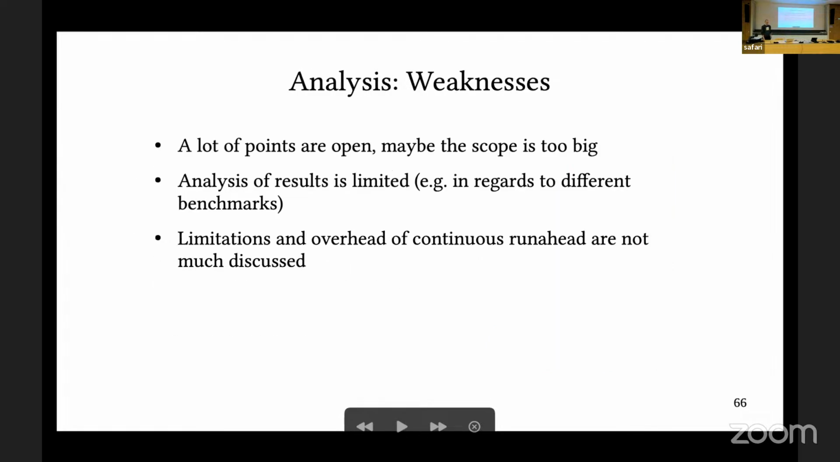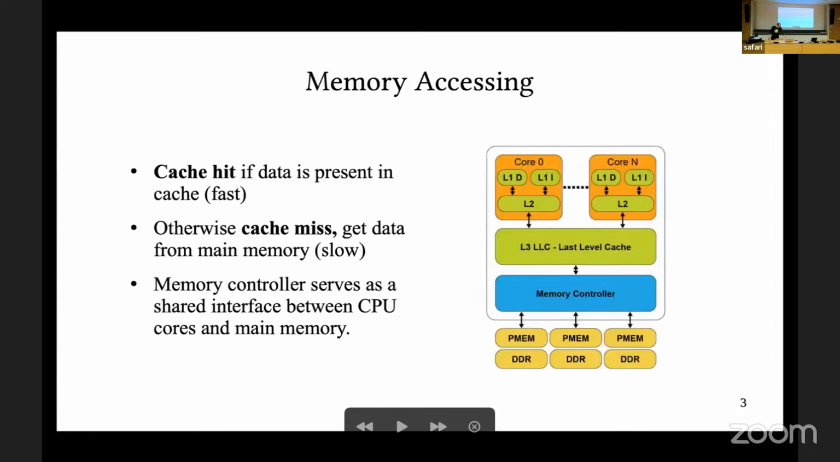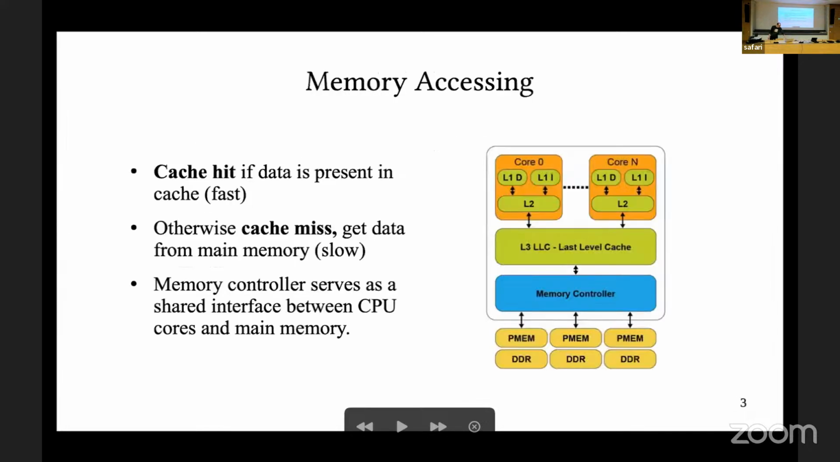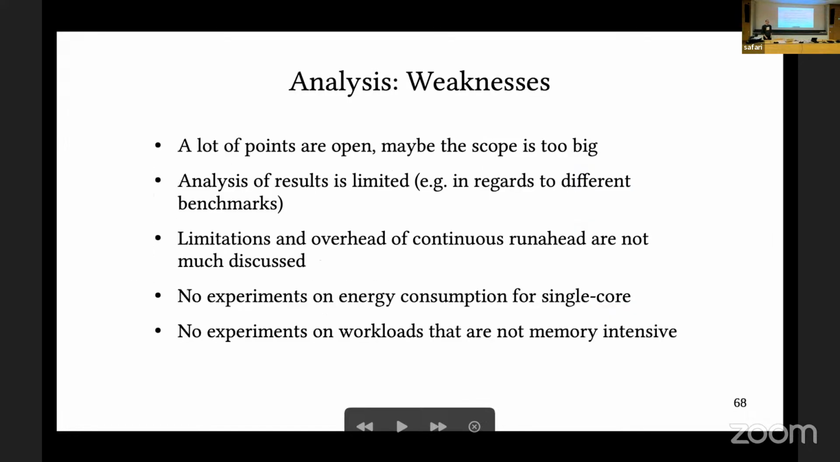Then the limitations and costs that continuous runahead and the CRE have are only very briefly discussed. The slide I had on cost is actually almost exhaustive. There's not much more, just a few energy plots, but that's basically it. So one could have expanded on that. For example, there are no energy consumption experiments for single core. It would also have been interesting to see what this thing does when it's not used this heavily, when it's not memory intensive workloads.